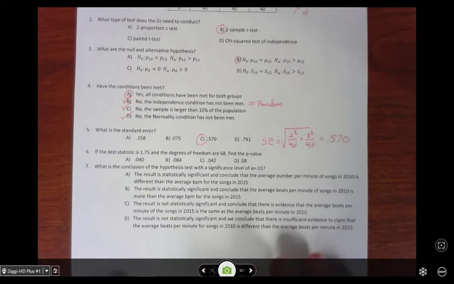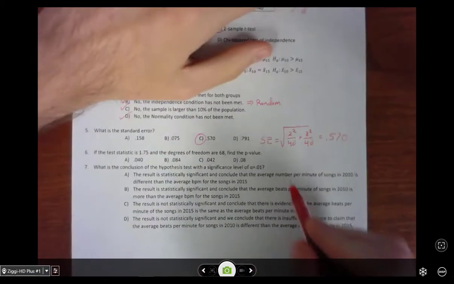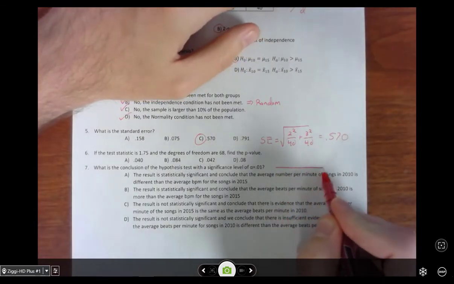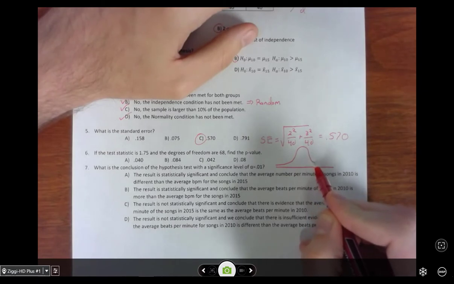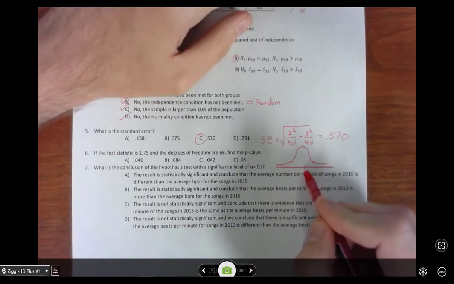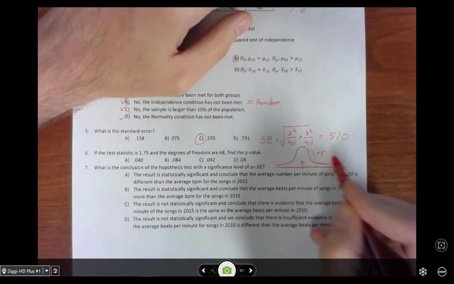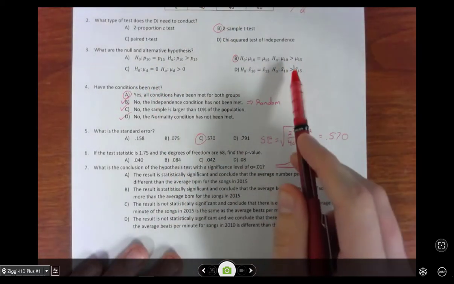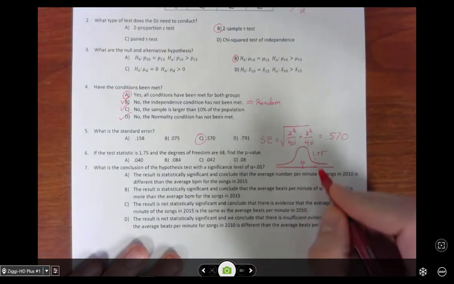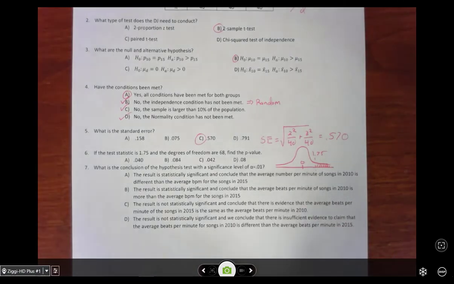Part 6 says, if the test statistic is 1.75 and the degrees of freedom are 68, we want to find our p-value. So we draw our t-distribution, because we're doing a two-sample t-test. Centered around 0, we have a test statistic of 1.75, and we just want to figure out which direction we want to shade. All of our alternative hypotheses are greater than, so we're going to do a right tail test. So we're going to shade in this direction.